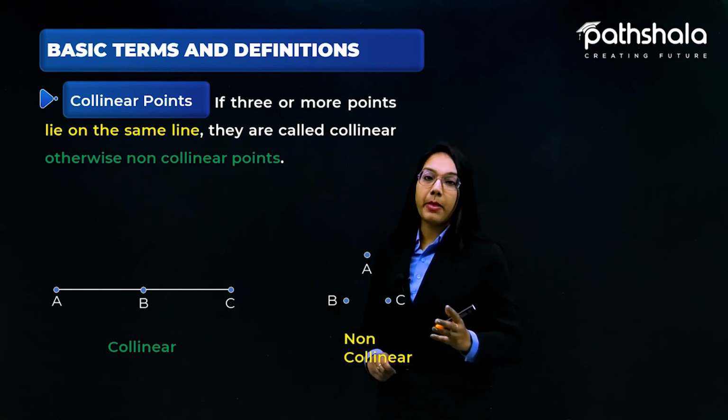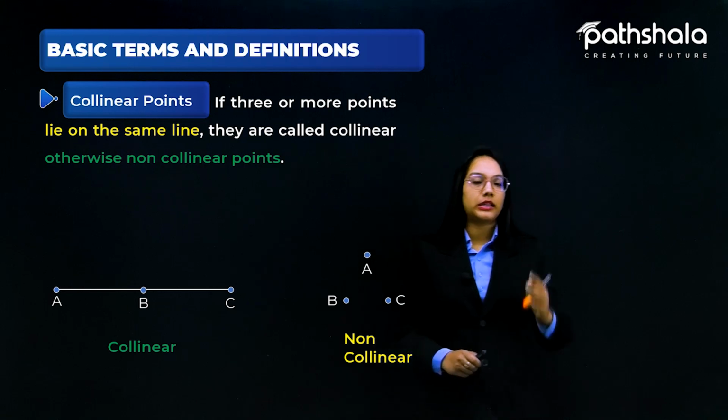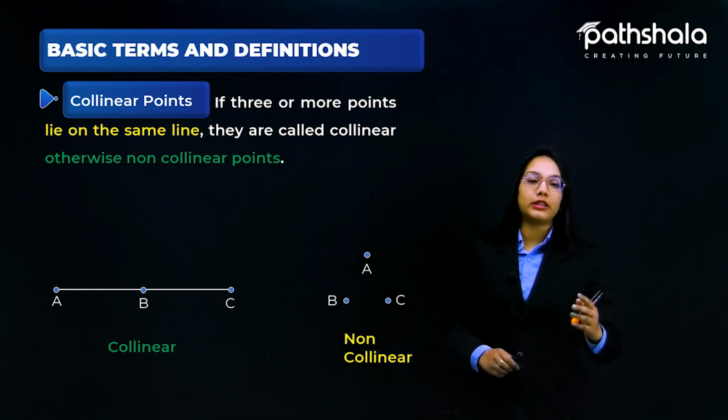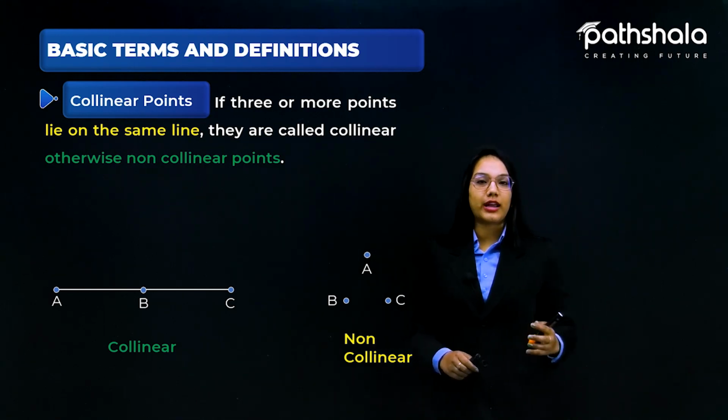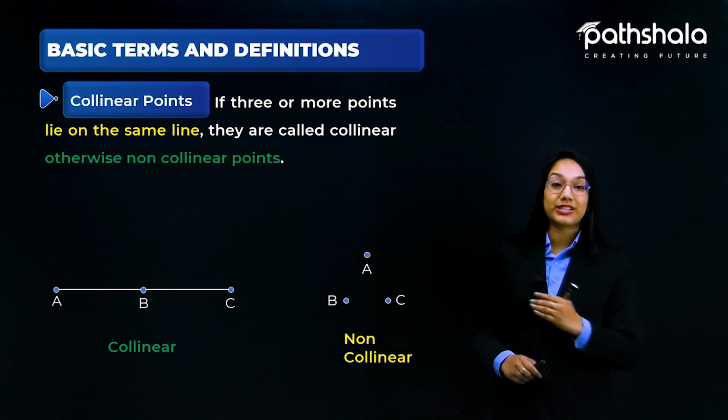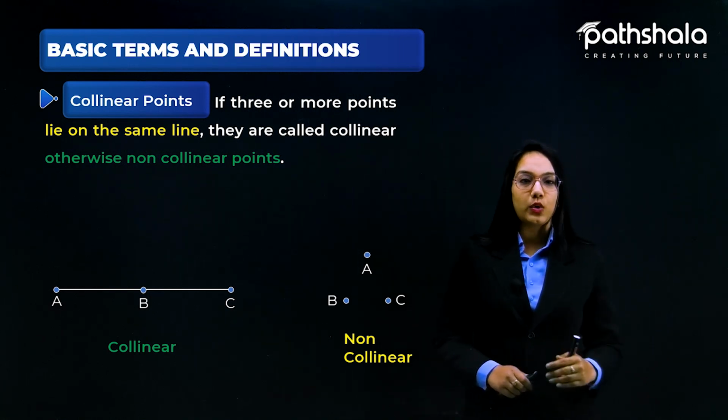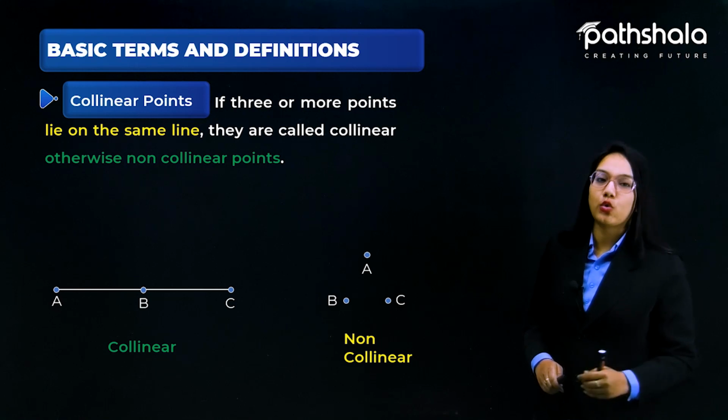So always remember that collinear points are points that lie on the same straight line. If three or more points lie on the same line, they are called collinear. Otherwise, they are called non-collinear points.